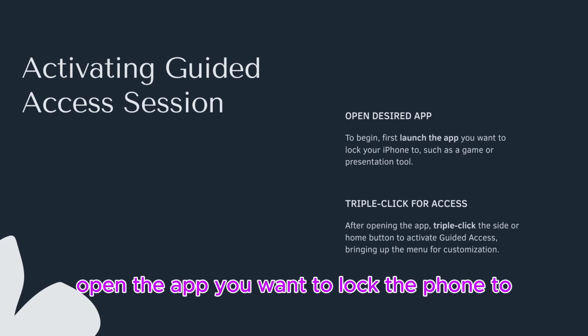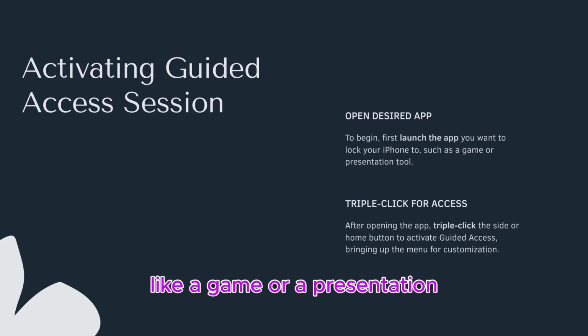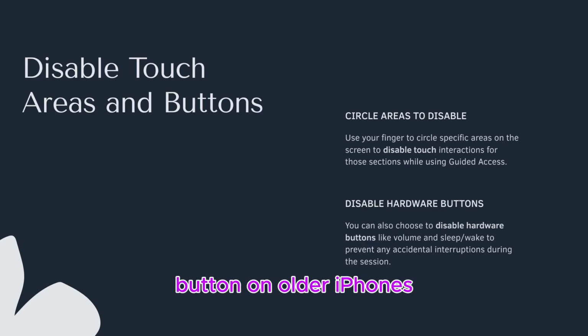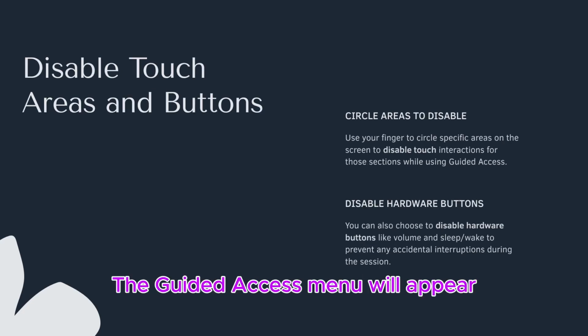Now open the app you want to lock the phone to, like a game or a presentation. Triple-click the side button or home button on older iPhones. The guided access menu will appear.